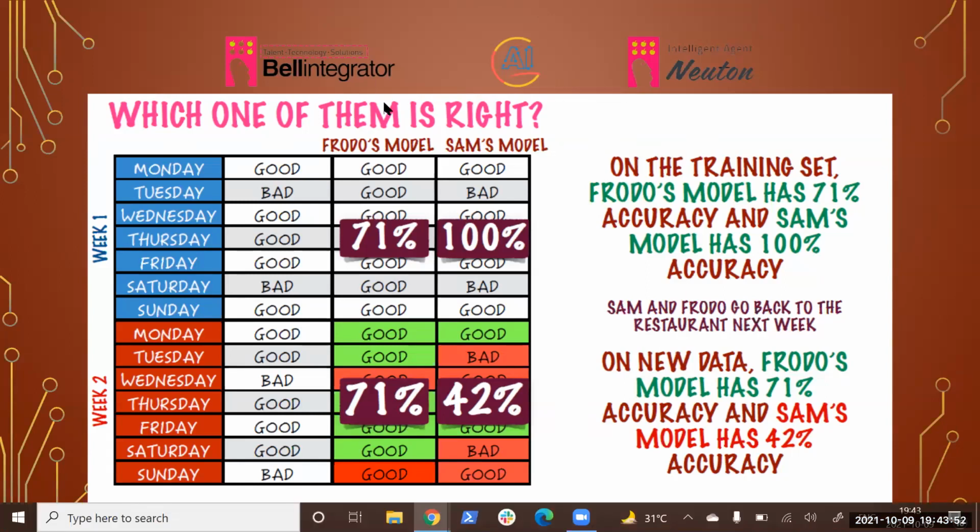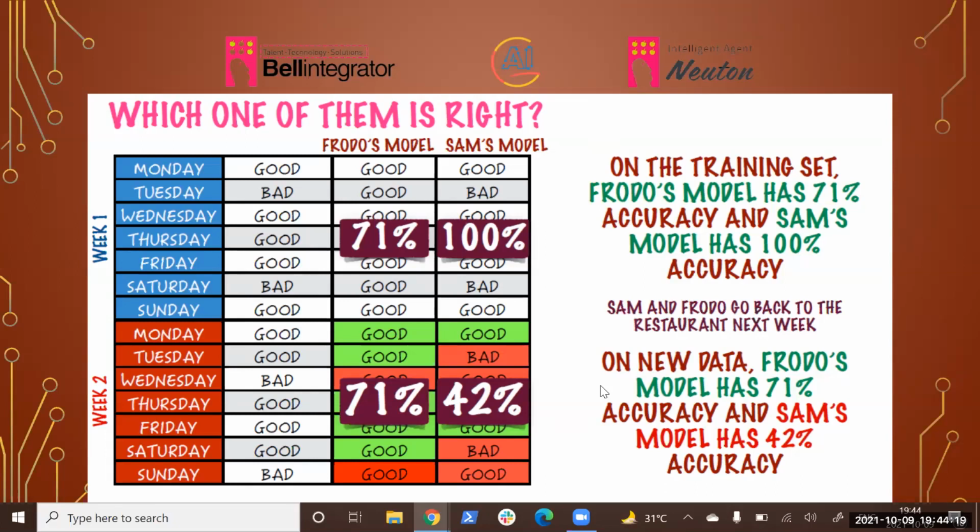Yes, Shubham, you're right. You got it right, exactly. So if I say overfitting in simple words, you don't need to have 100% accuracy in your model, or the highest accuracy possible. Your model should fit well, should generalize well. Here, if you see, the key to Frodo's model is it generalizes well.